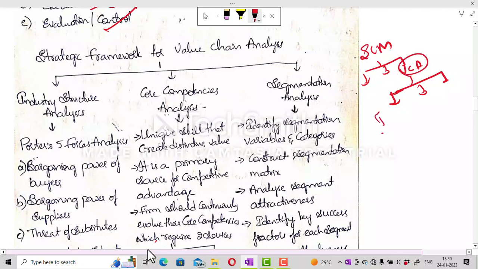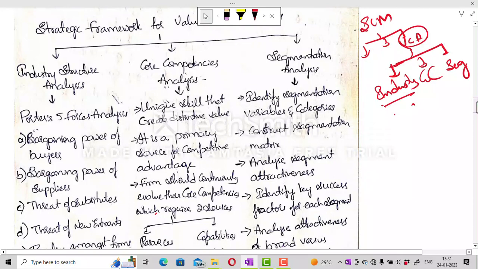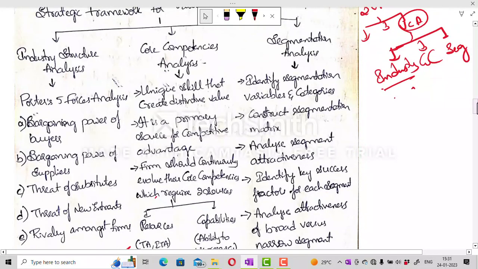What are they? Industry structure, core competencies, and segmentation analysis. Industry structure analysis means we need to study the industry before entering into a business, because we need to check whether it is profitable or not. How can we check that? Through Porter's five forces analysis.